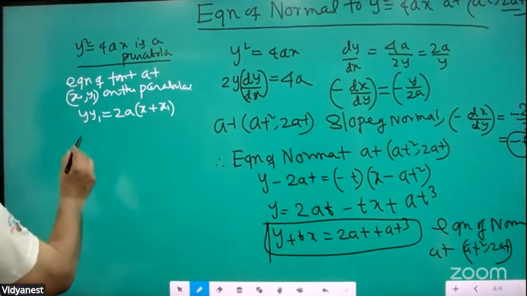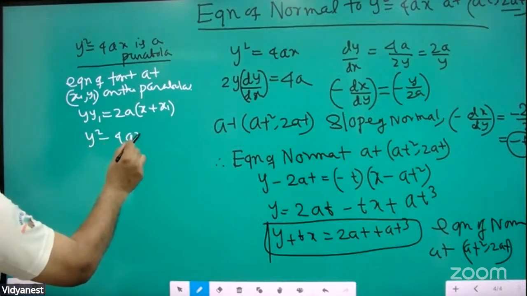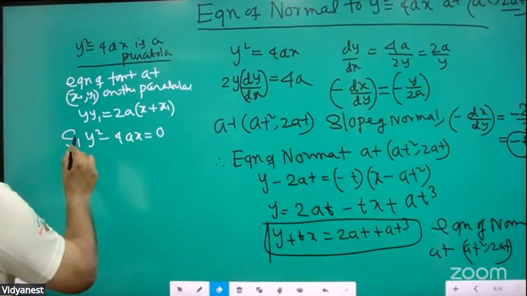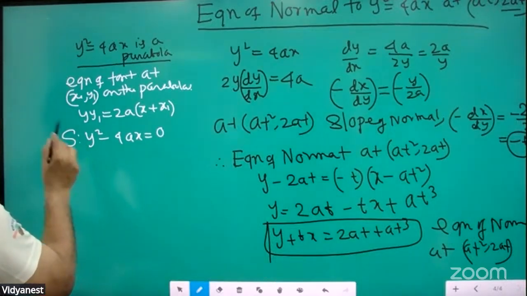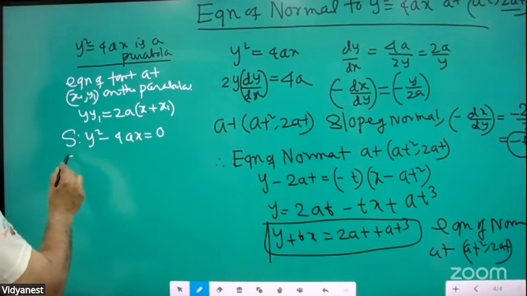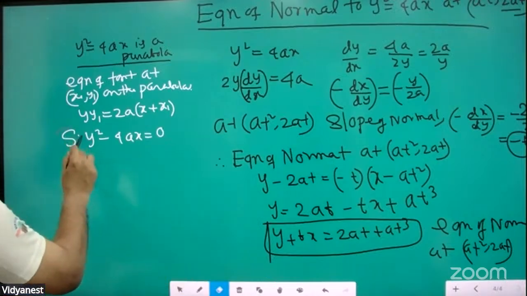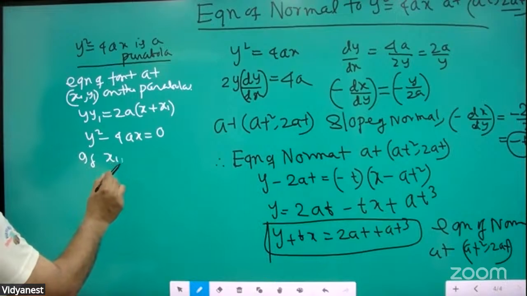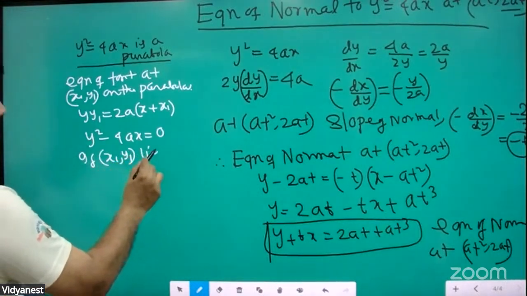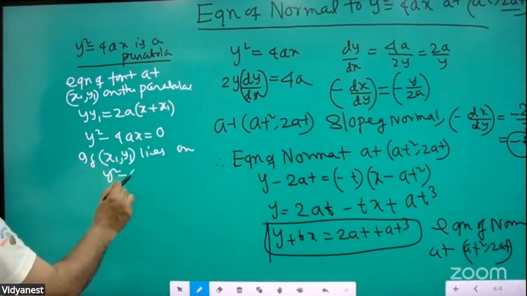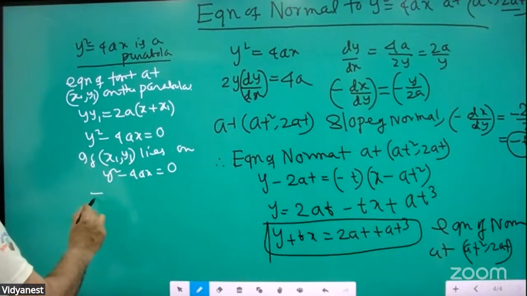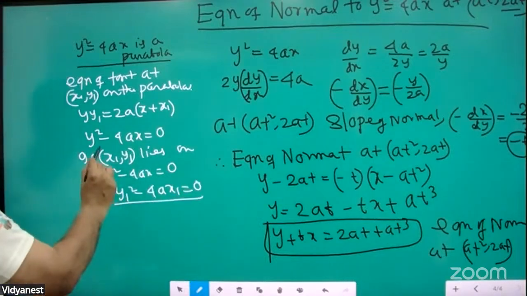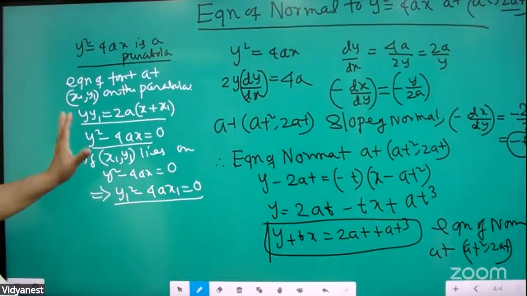Now, this is the parabolic equation S. If any point (x1, y1) lies on y square minus 4ax equal to 0, then we can imply y1 square minus 4a x1 is equal to 0. So these results are very much known to us.